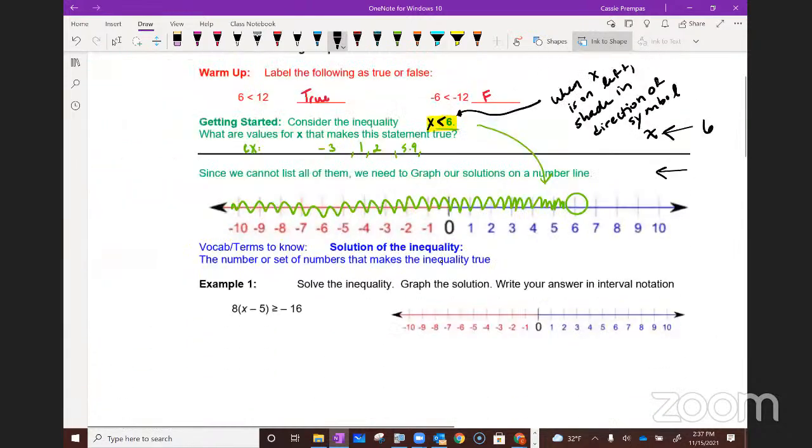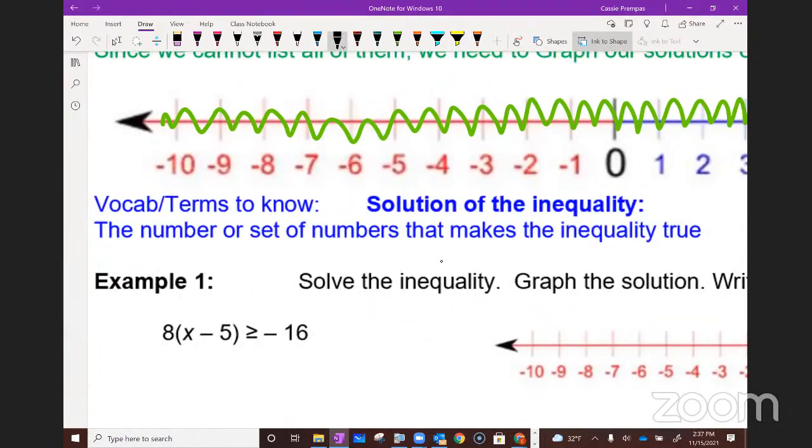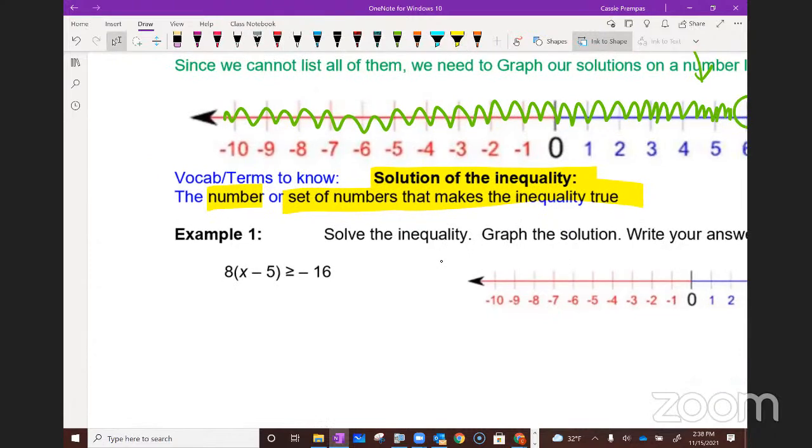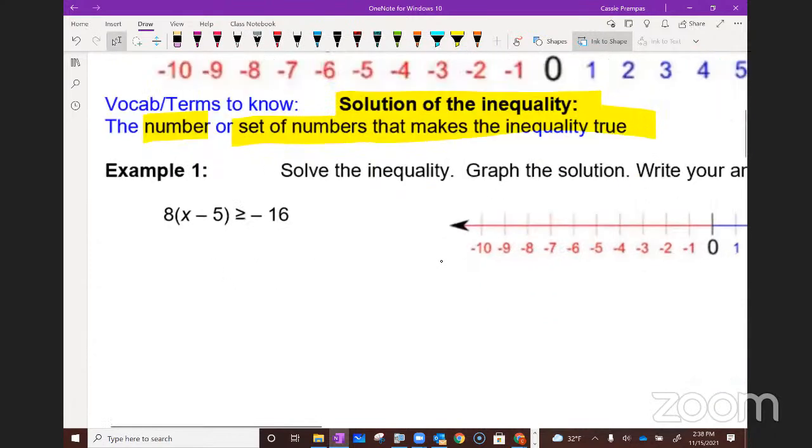Okay, some more vocabulary that's important for you to know that will be helpful in solving today's lesson. The solution of the inequality, you guys gave me some of those. They're the number, or really the set of numbers that makes the inequality true. You guys, I know you know what the solution is because you already gave me some solutions. You said like 5 and -1 and anything less than 6. So let's go ahead and start with example 1.